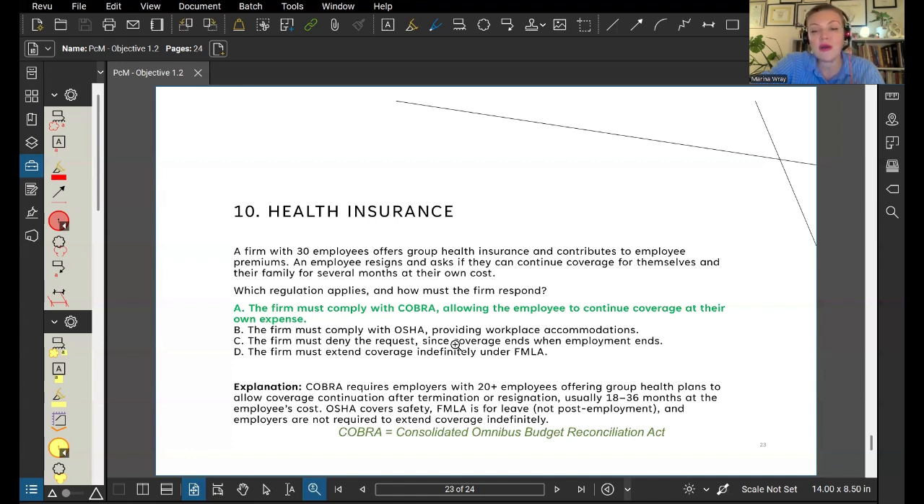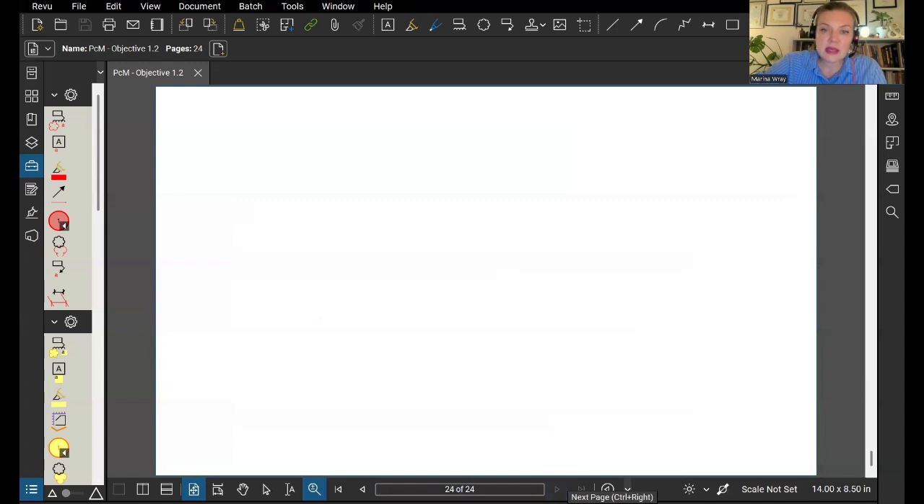And we know that OSHA covers safety. FMLA is for leave, not post-employment. And employers are not required to extend coverage indefinitely. So look for those fabricated answers. They may just confuse you. They're incorrect, but they are there to look like something important, when actually they are just confusing. So that is it.